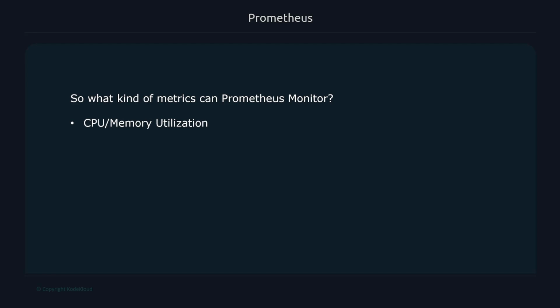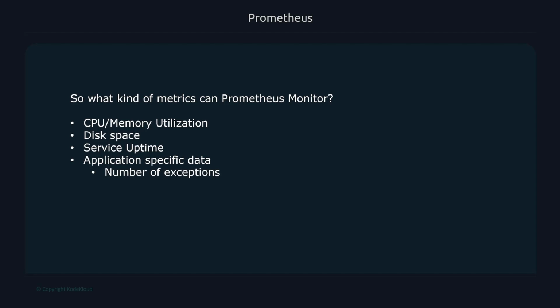So what kind of metrics can Prometheus monitor? Well, we can monitor things like CPU, memory utilization, disk space, service uptime, and we can also monitor application-specific metrics as well. So things like what were the number of exceptions in our application? What's the latency? What's the total number of pending requests? So there's a lot of different flexibility in the types of metrics that we can collect.